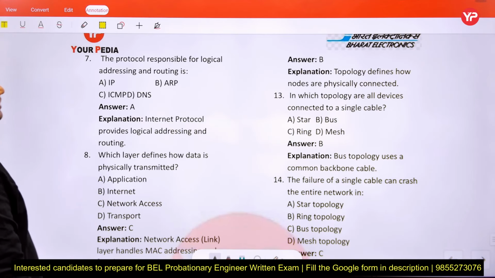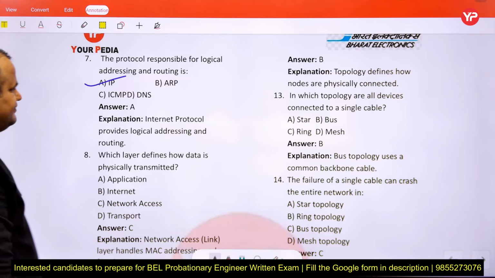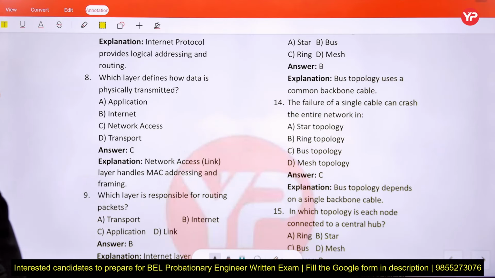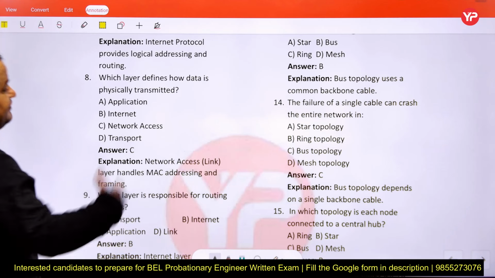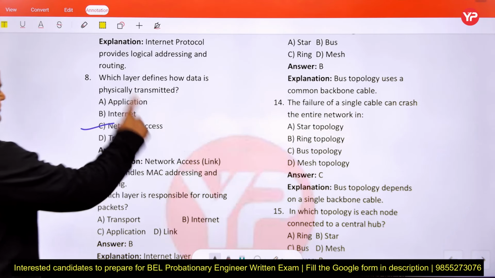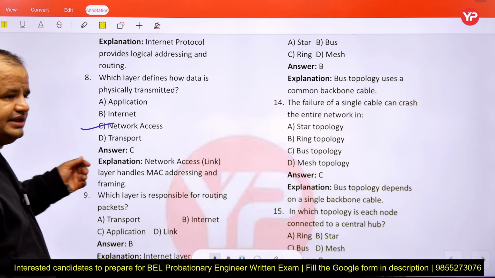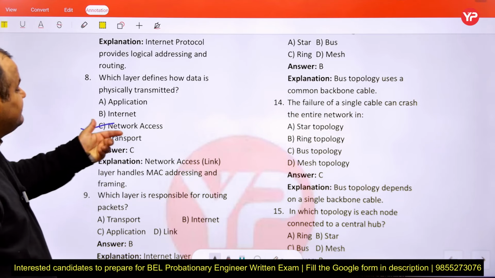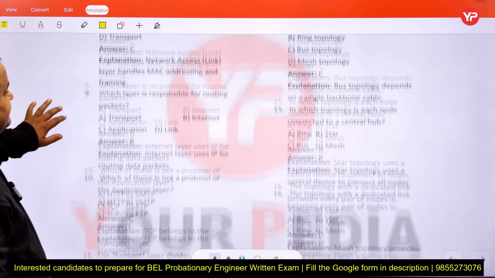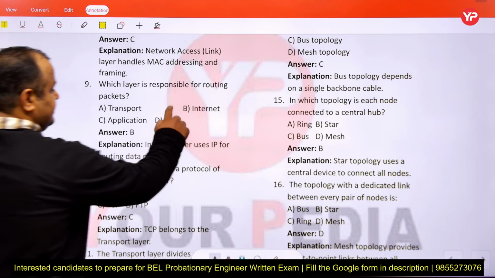The protocol responsible for logical address, by default IP address. Fine. Which layer defines how data is physically transmitted? Network layer? Yes. Network access layer. Network layer is not the right answer. Network access layer, that is data link layer. Which layer is responsible for routing? Network layer, the internet layer.